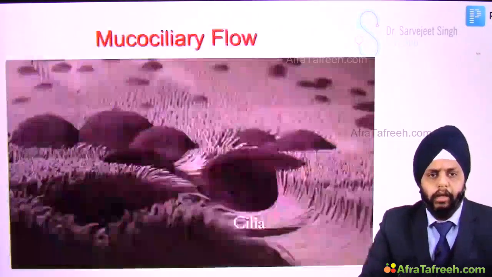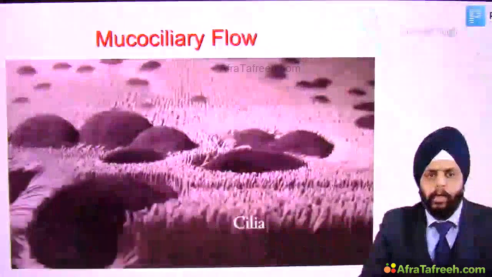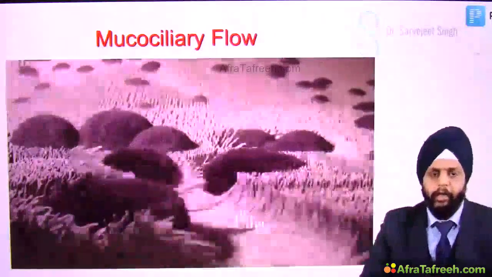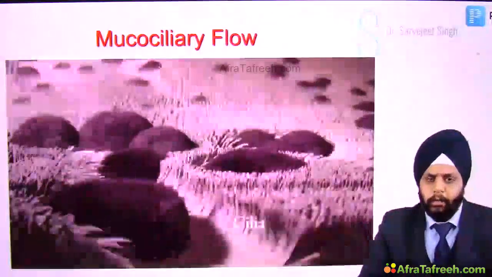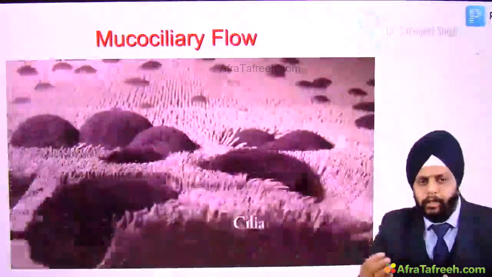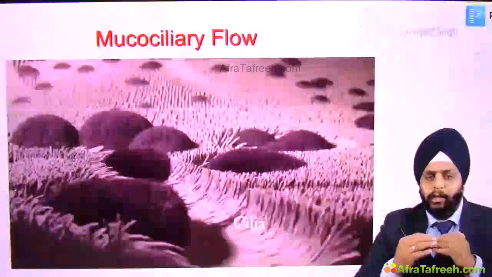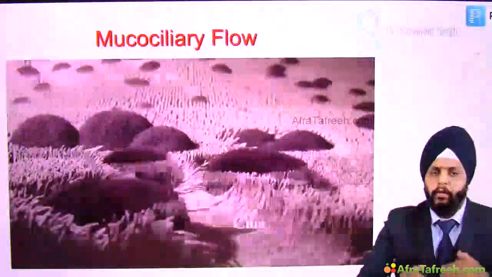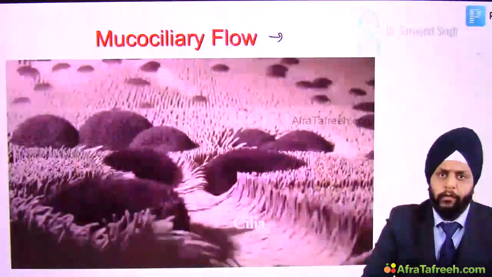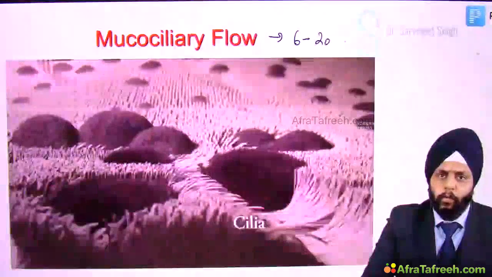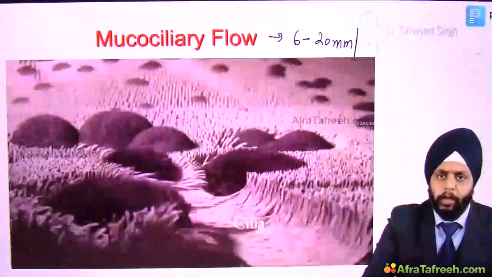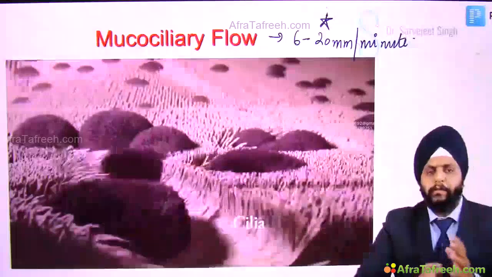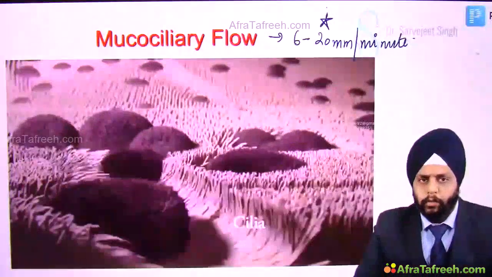So let's look over here. This is the mucociliary flow of the nasal mucosa. So you can see that these cilia, this is a very high magnification electron microscopy image where you can see that these cilia are all beating in a rhythm, and this is how they are transporting all the mucus back to the pharynx. Okay, now this mucociliary flow can go up to 6 to 20 millimeters per minute. Okay, so that's the MCQ question. This is the speed of the flow of this mucocilia.